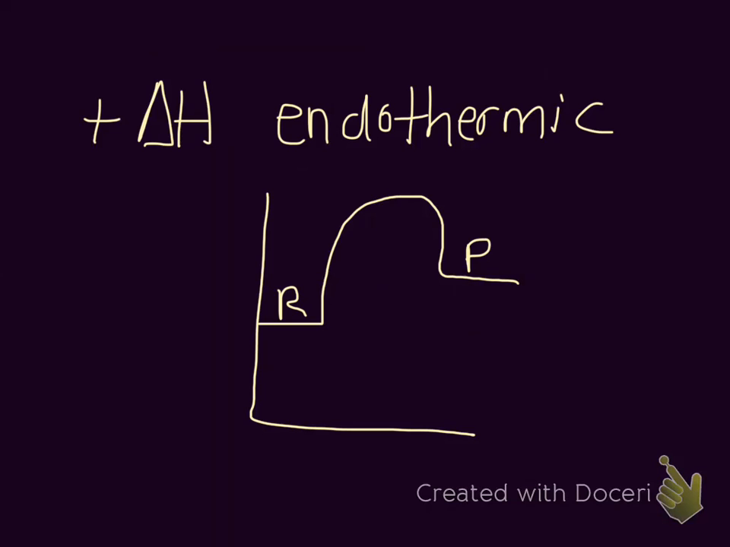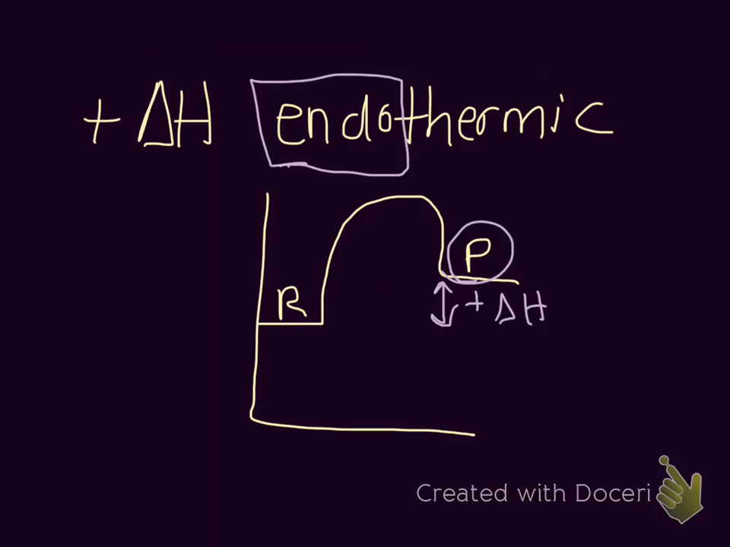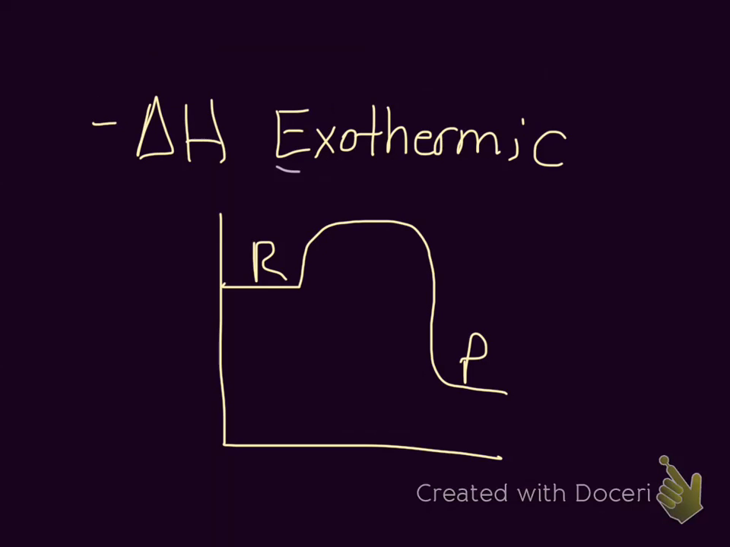So if we have a reaction and it's endothermic, it means it's absorbing heat energy. So your products are going to be higher up than your reactants. So it's going to give you a positive delta H. It's gained in heat energy. For an exothermic reaction, it will have given off or produced heat energy. So your delta H is going to be negative because you're releasing heat energy.